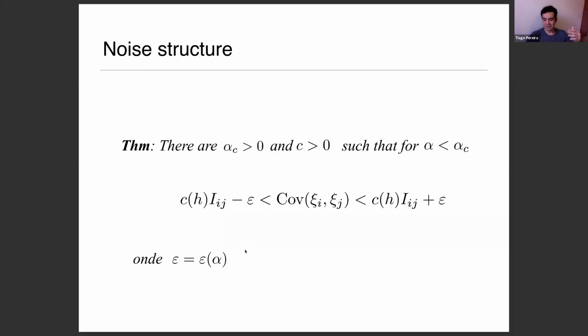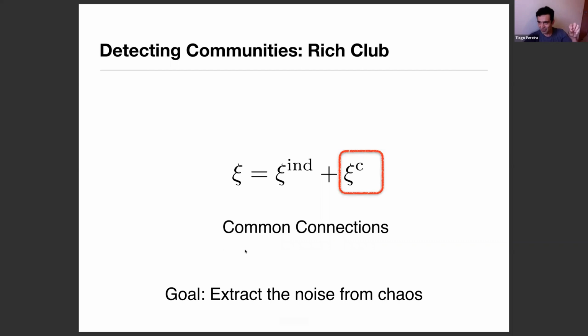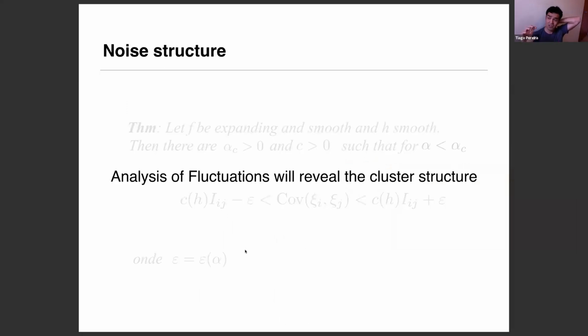What I'm telling you now is a particular case that you can prove, but we think this is true in general: if you take the fluctuation generated by this network and analyze the noise, then the noise is actually measuring the network structure. The noise is measuring this matching index. So in particular, if you could extract the noise from chaos and analyze the noise, you would recover the network structure.